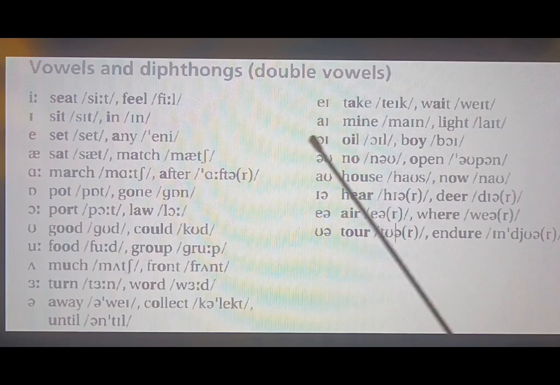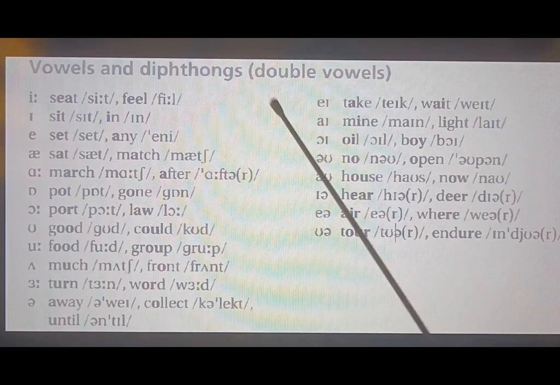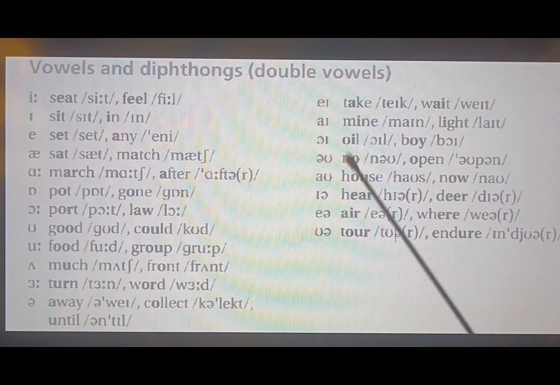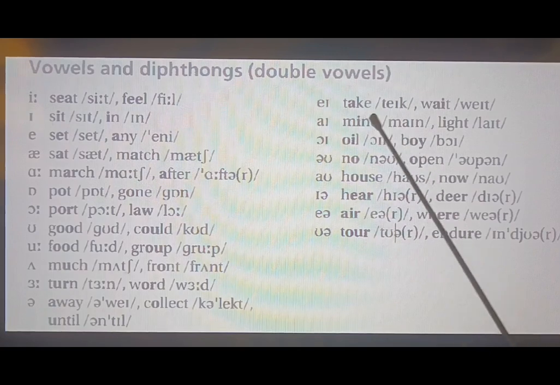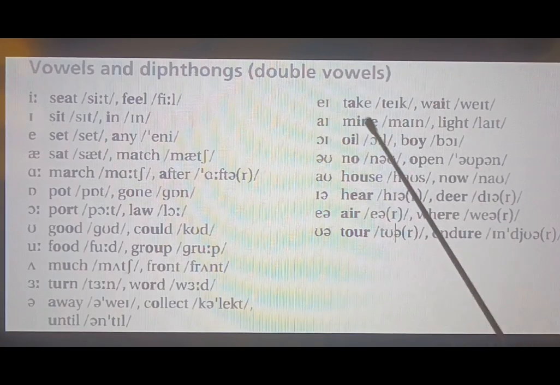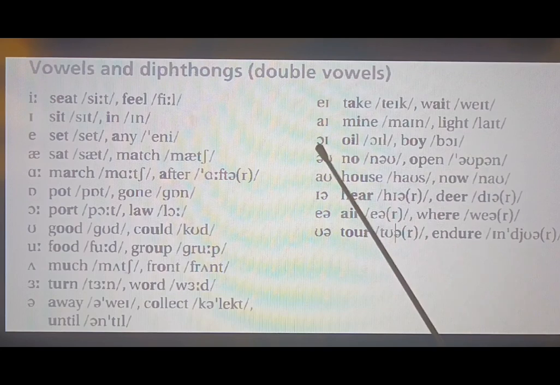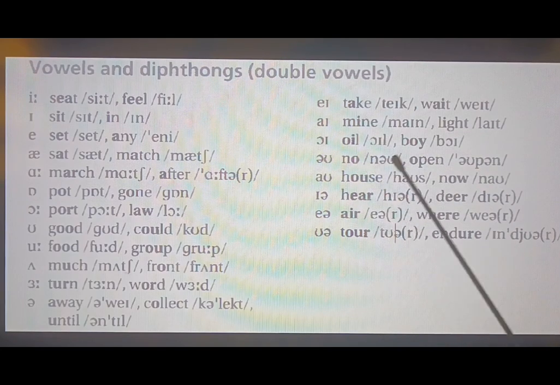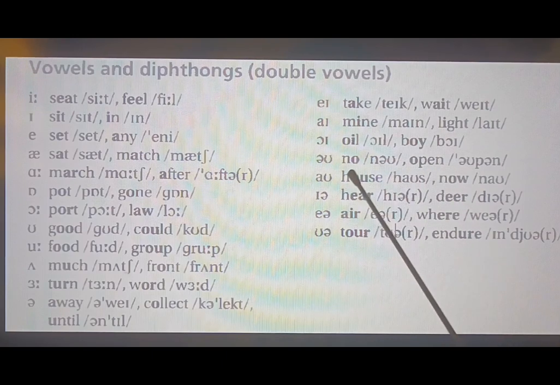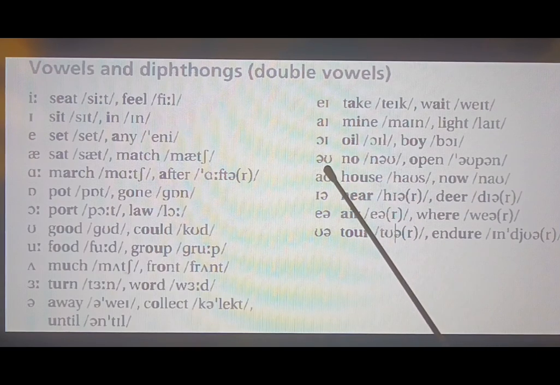Anyway, now we move on to the double vowels or diphthongs. These were the single vowels. This is a list of double vowels. As you can see, we pronounce this together as ay, like take, wait. I, like mine, light. Oi, like oil, like boy. This is oh, I already talked about. Oh, no, open. But British people pronounce it as no, open. All right, a little bit different from American, but a very slight difference. So we can somehow ignore it.